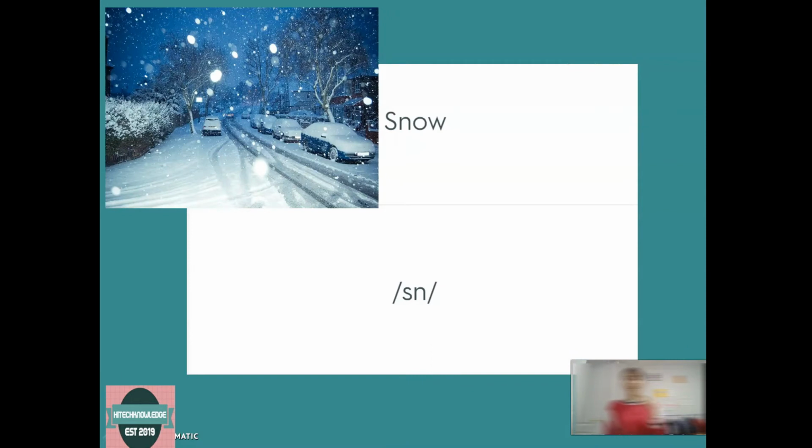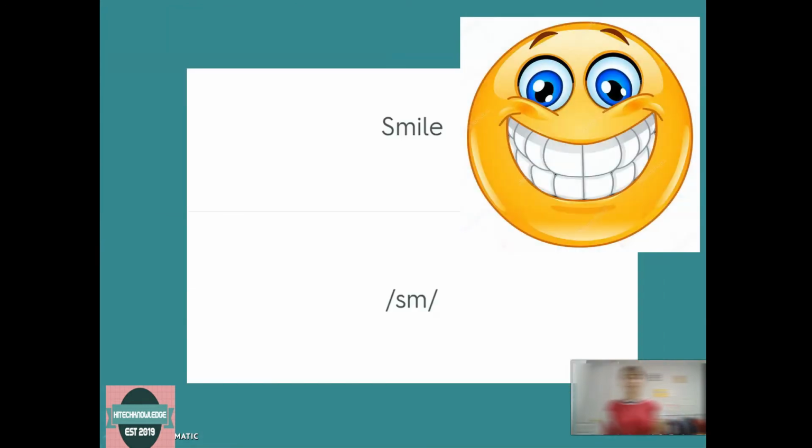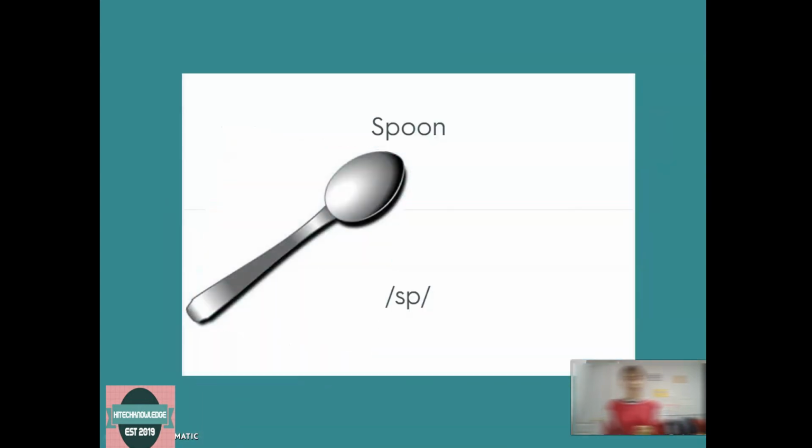Like sn. So this is your tongue. Roll your tongue and touch it with the hard palate. The hard palate is the surface right behind your upper teeth, the hard surface that you can feel. So roll your tongue, touch it there, and then say the sound. Sn, snow. Sm, smile. We never say the letters separately. Sp, spoon.